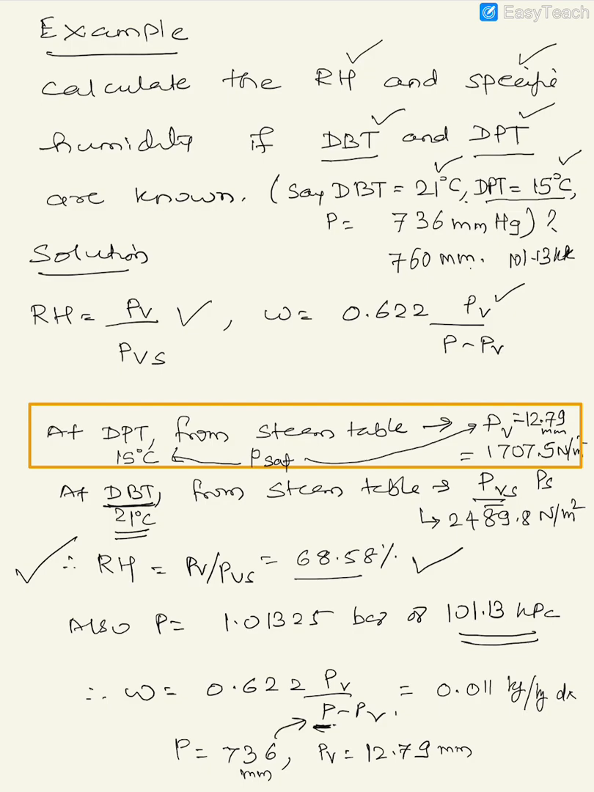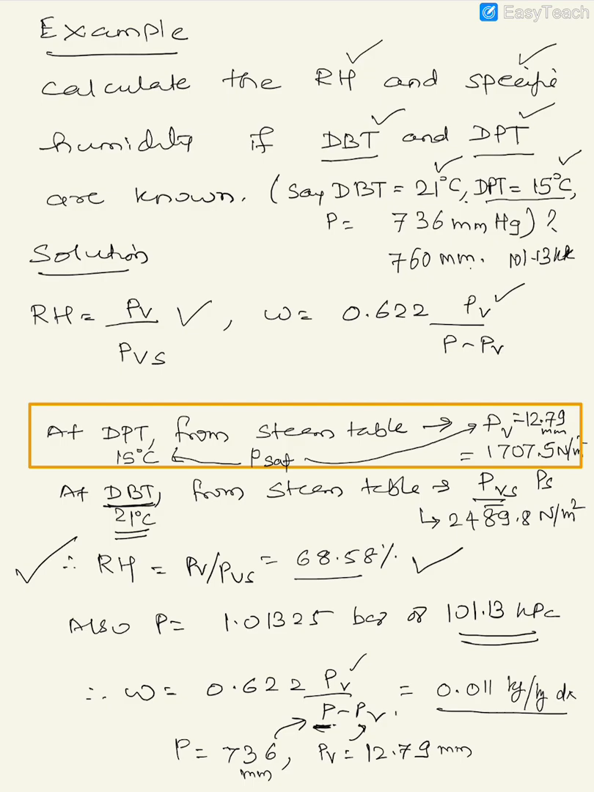PV you already know, this is 12.79, and then use this formula: 0.622 PV upon P minus PV, and that gives you the specific humidity as 0.011 kg of water vapor per kg of dry air. So this is how you calculate the specific humidity and relative humidity once your dry bulb temperature and dew point temperature are known.